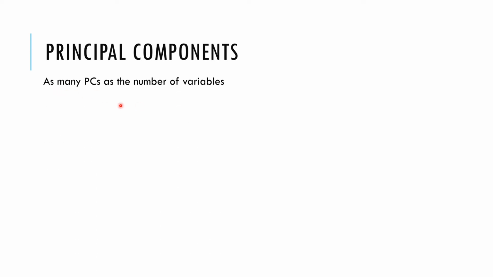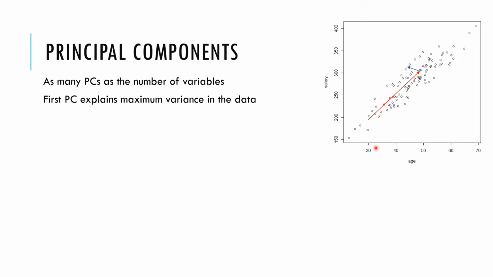Basically, there are as many principal components as the number of variables. So if a data set has 10 variables, then it will have 10 principal components. The first principal component explains the maximum variance in the data, right? So let's try to understand it pictorially.